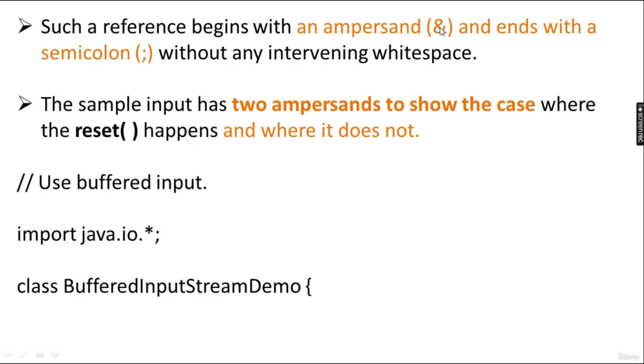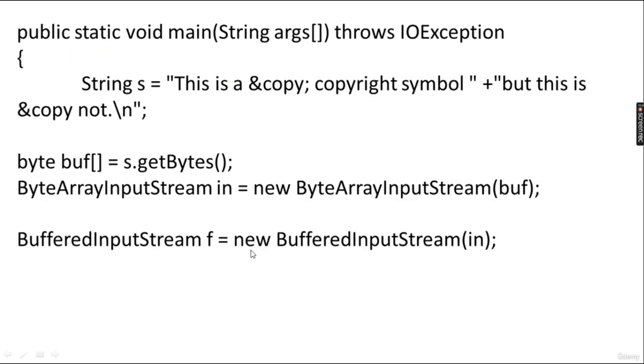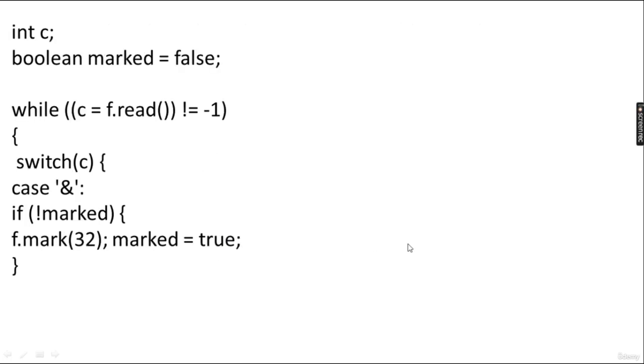The sample input has two ampersands to show the case where the reset happens and where it does not. Okay, so this is the buffered input stream demo. This is an ampersand copy, so here it should not have any space, copyright symbol. But this is ampersand copy not, so the semicolon is not there, and this is not a copyright symbol. First of all, we will get the bytes of this string. Then a byte array input stream object is created and this buffer is passed to it. BufferedInputStream f is equal to new BufferedInputStream, and boolean mark is equal to false.